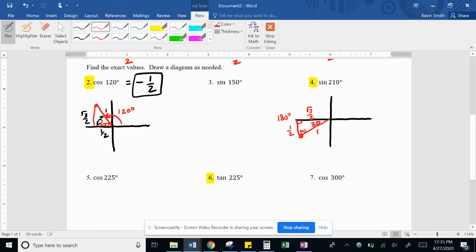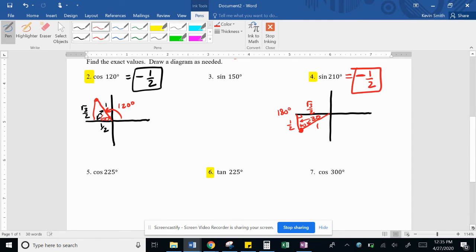And I've got to look: is sine going to be positive or negative in the third quadrant? It will be negative because, again, I'm using the negative y-axis here. So it'll be negative, and now I just need to find the sine of 210. Opposite over hypotenuse also will be negative 1/2.